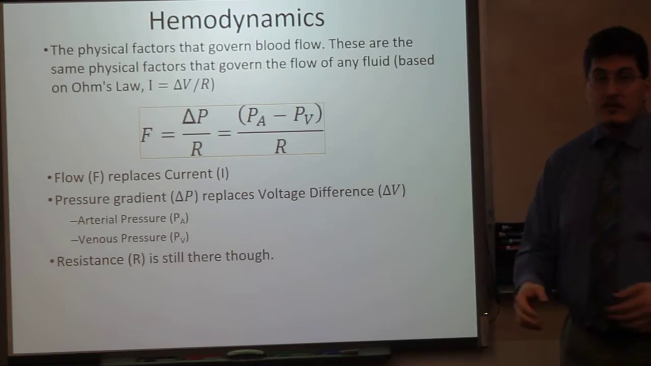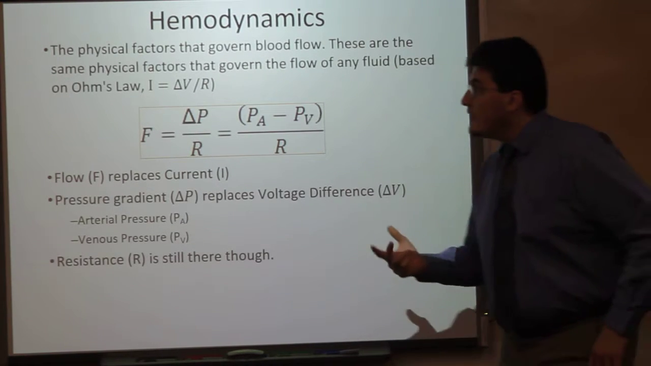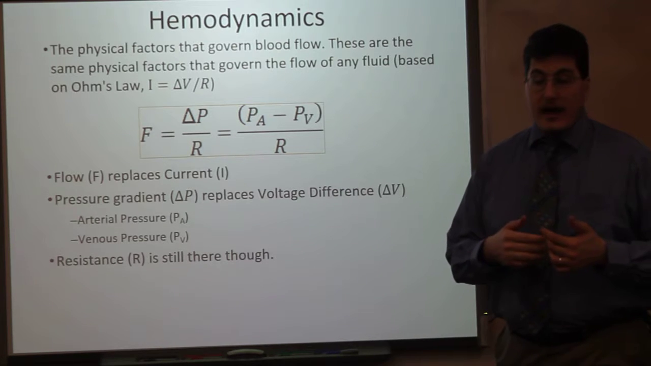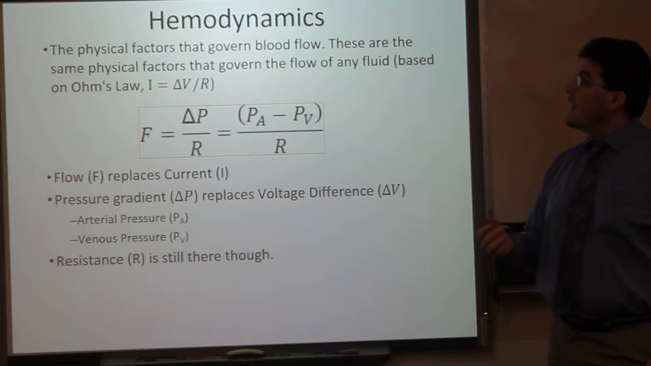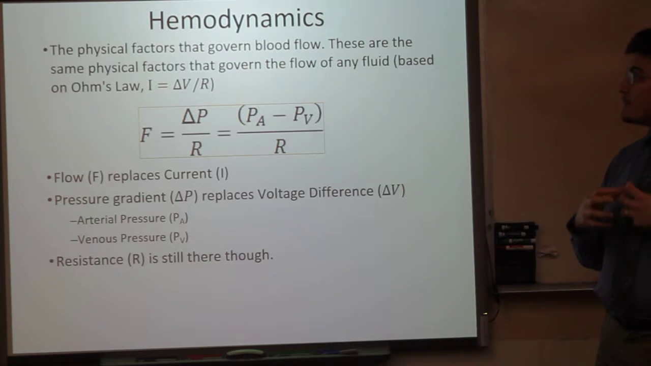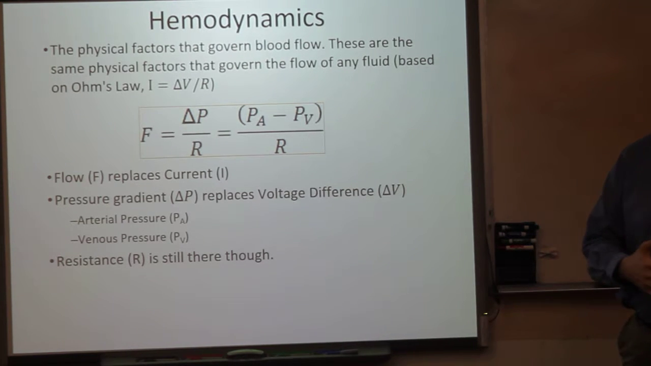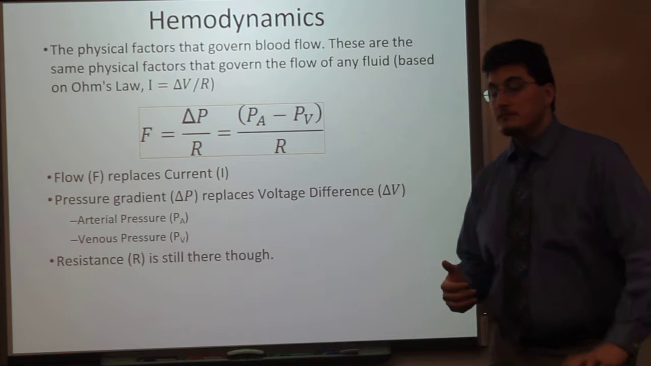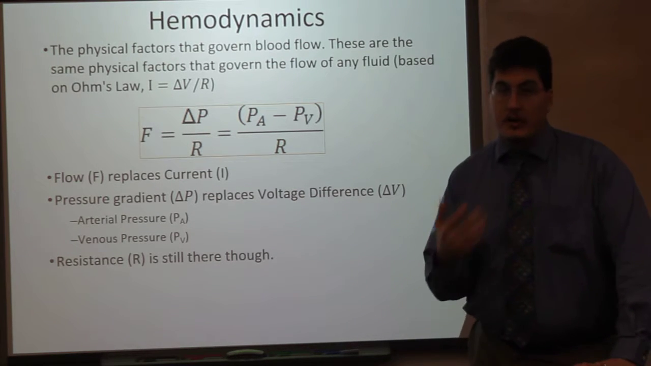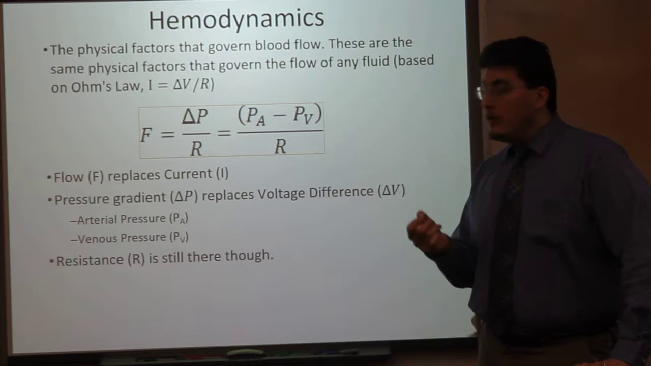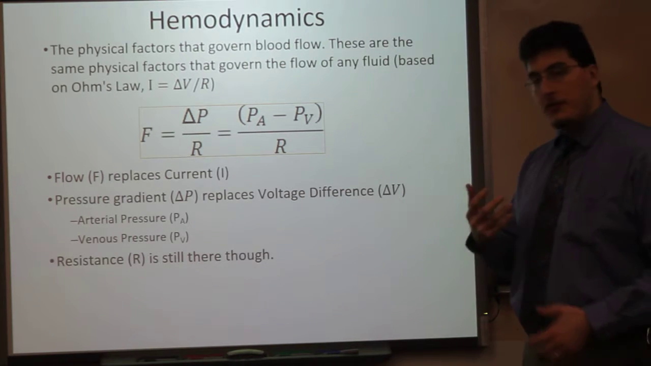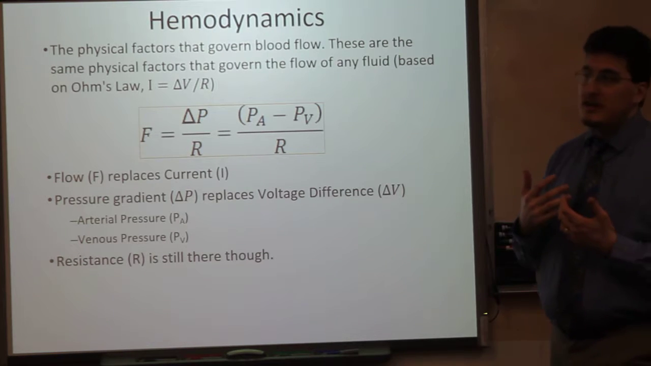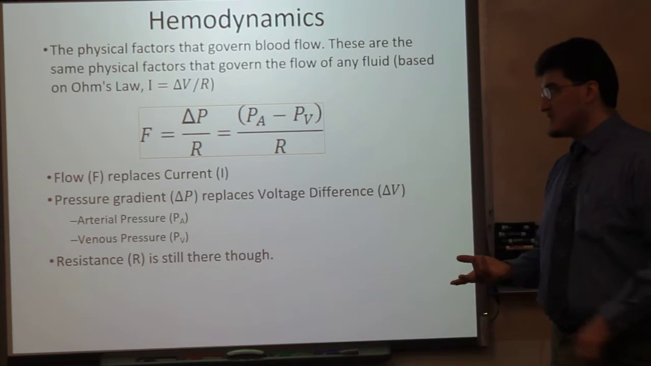So we're going to start this video with hemodynamics. Hemodynamics is a physical understanding of the factors that govern blood flow. And so these are some of those factors, the same factors that govern the flow of any fluid. And this is a variation on Ohm's law. And Ohm's law is I equals delta V over R. So current equals the change in voltage over resistance.